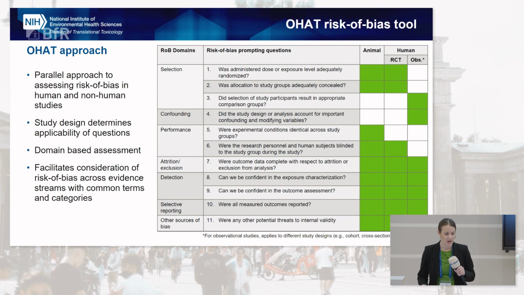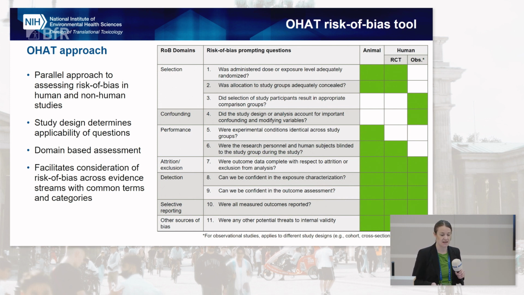So the OHAT approach takes a parallel approach to assessing risk of bias in human and non-human studies. We integrate evidence, both human and animal, and we assess risk of bias in both. But our approach allows for consideration of risk of bias across the evidence streams by using common terms and categories. So this is our overall tool here. It has 11 risk of bias prompting questions.